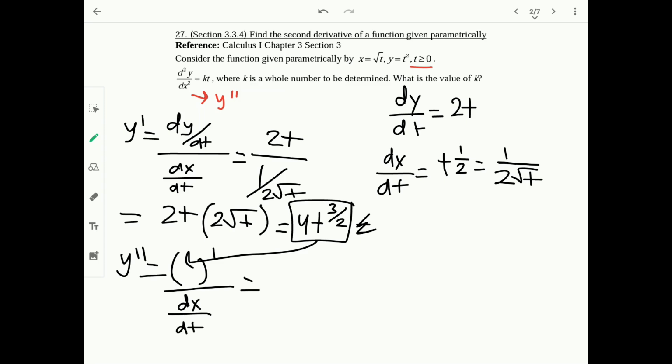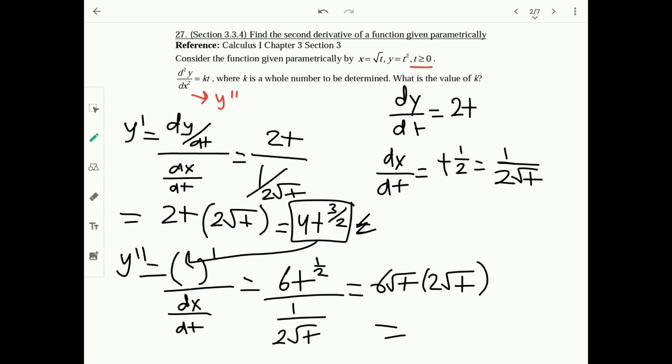Well, that's 3 over 2 times 4, 6t half, all of that over 1 over 2 root t. That's 6 root t times 2 root t. Doesn't that give you 12t? And that's your final answer. So that shows that k equals 12.